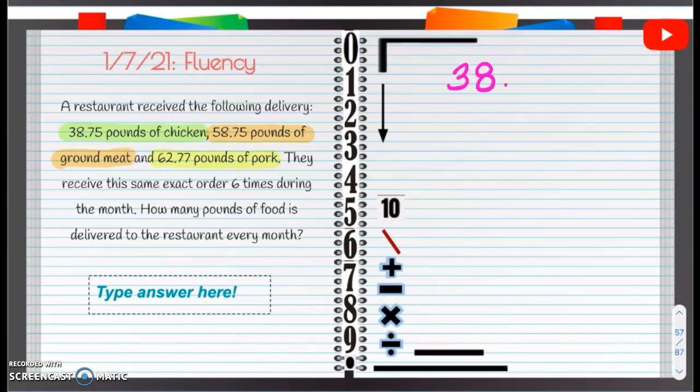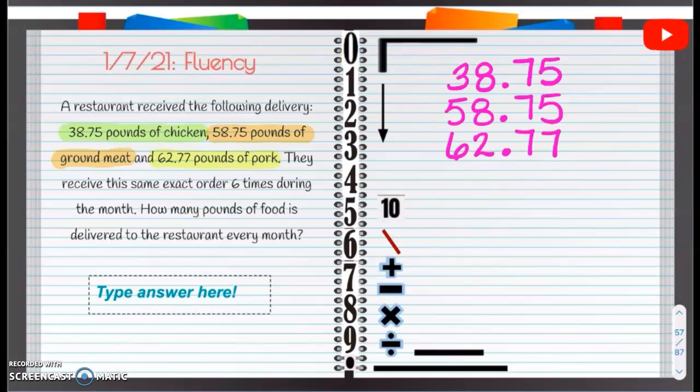Line them up. So 38 and 75 hundredths, 58 and 75 hundredths, and 62 and 77 hundredths. All right, let's add these up. Woohoo! 5 plus 5 is 10, plus 7 is 17. 7 plus 7 plus 7 is 14, and then plus another 7 is 21, and then plus another 1 is 22. Carry that 2, drop that 2.